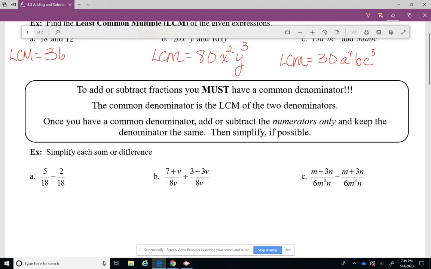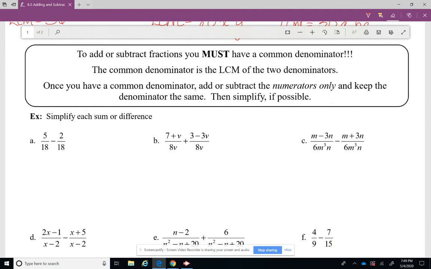All right, now to add or subtract fractions, the reason why we practice least common multiple is you have to have a least common denominator, okay? The common denominator is the least common multiple of the two denominators. Now, once you have a common denominator, you add and subtract the numerators, and you keep the denominator the same, and then you reduce or simplify if you can.